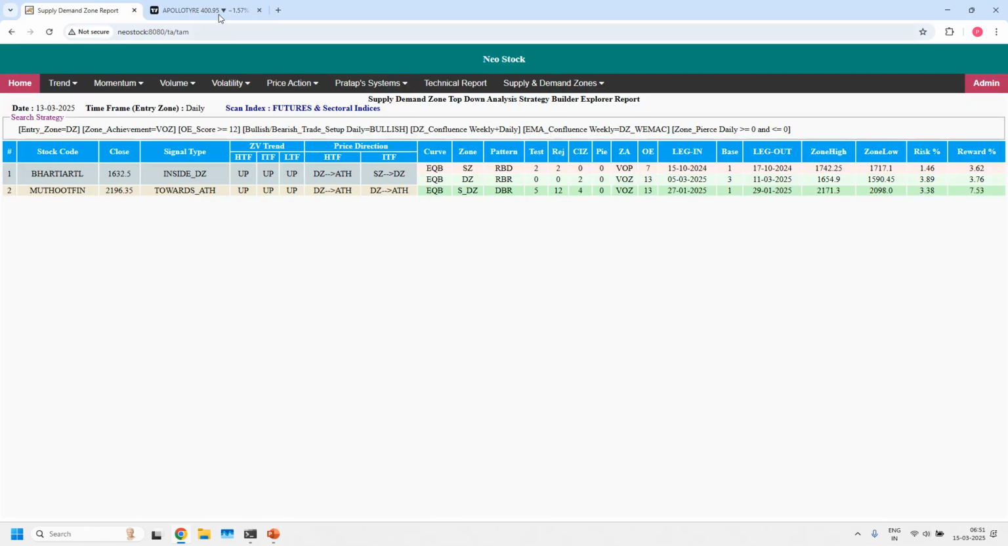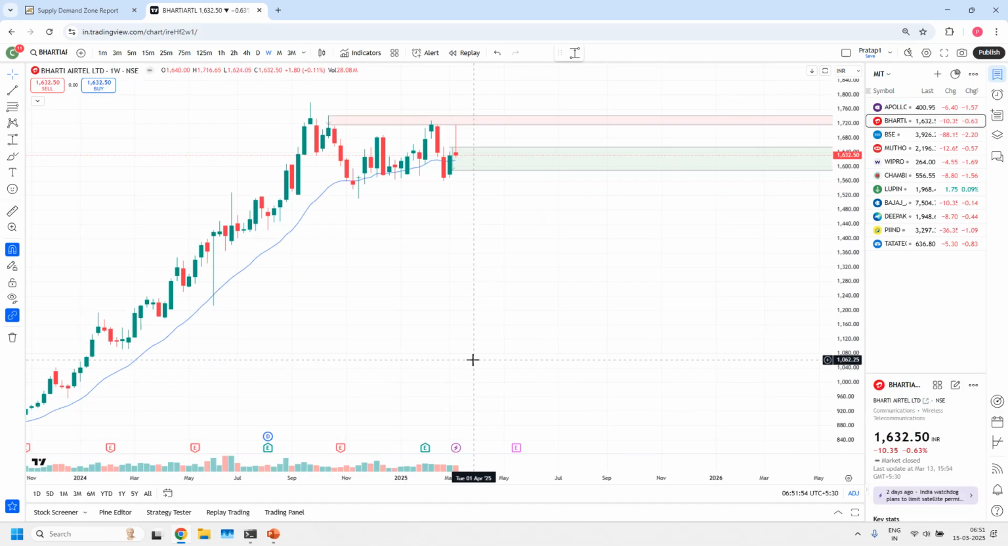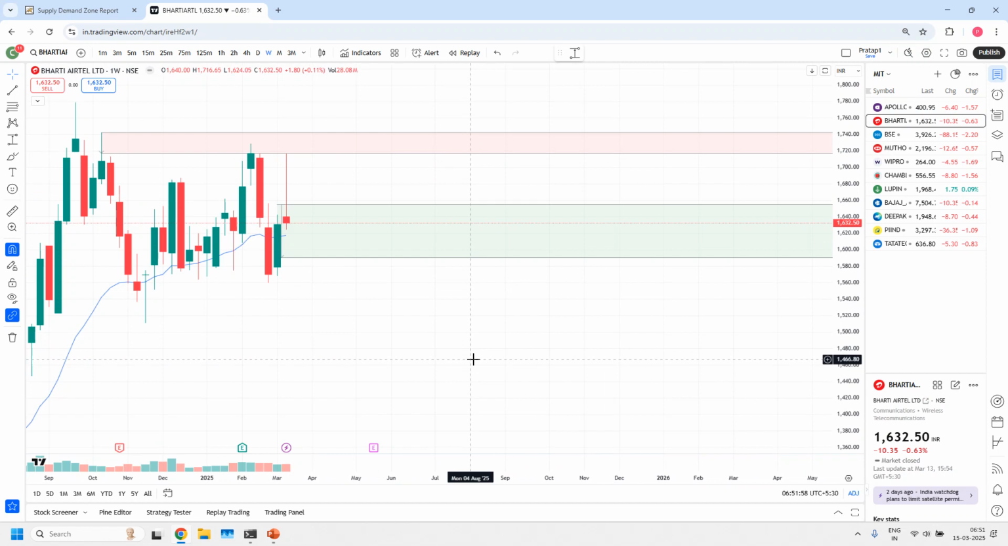Okay, fine. What is the next one? Bharti Airtel also, the weekly zone should be overlapped. Is there any weekly zone available here? Yes. We have a drop, 2 base candles and a rally candle.